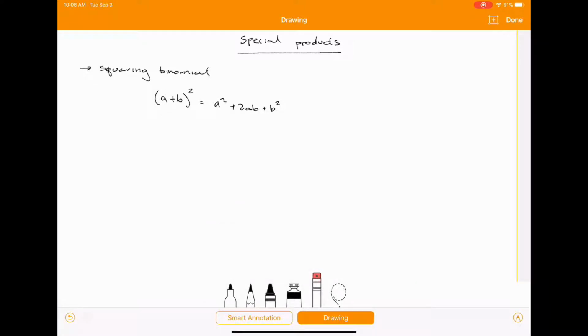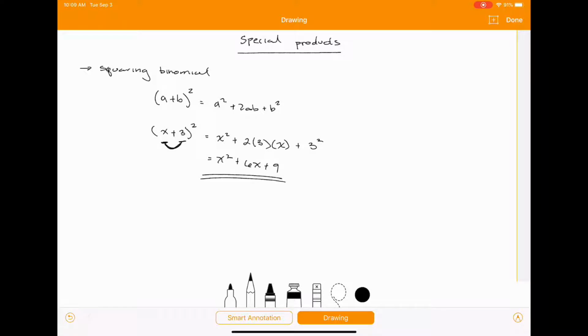All right. So if we did an example of that, let's just say we've got x plus 3 squared. We're going to go ahead and square our first one, so x squared, plus 2 times the product of these two, so 3 times x, plus your second one squared, so 3 squared. So that's going to be x squared plus 6x plus 9. So that would be your product of that.